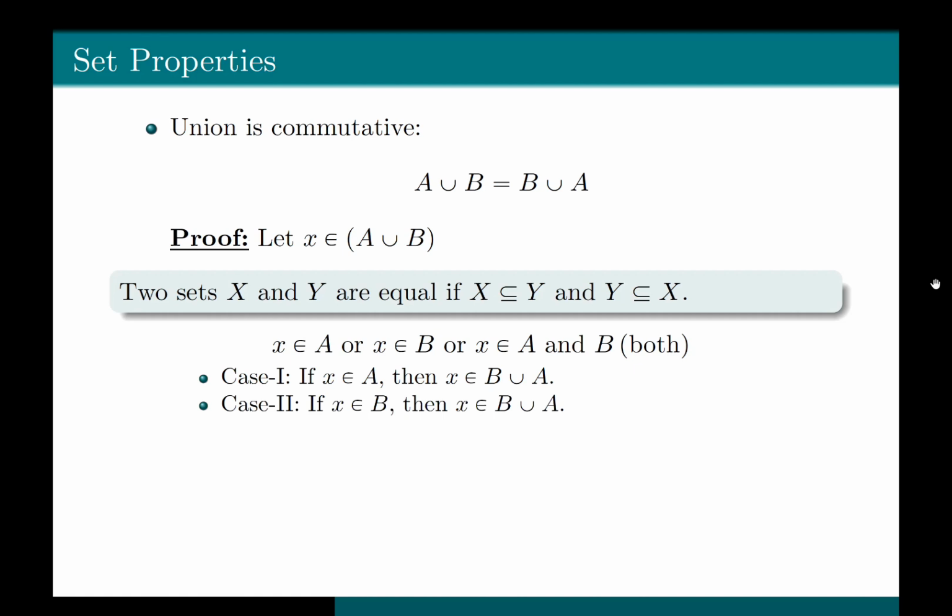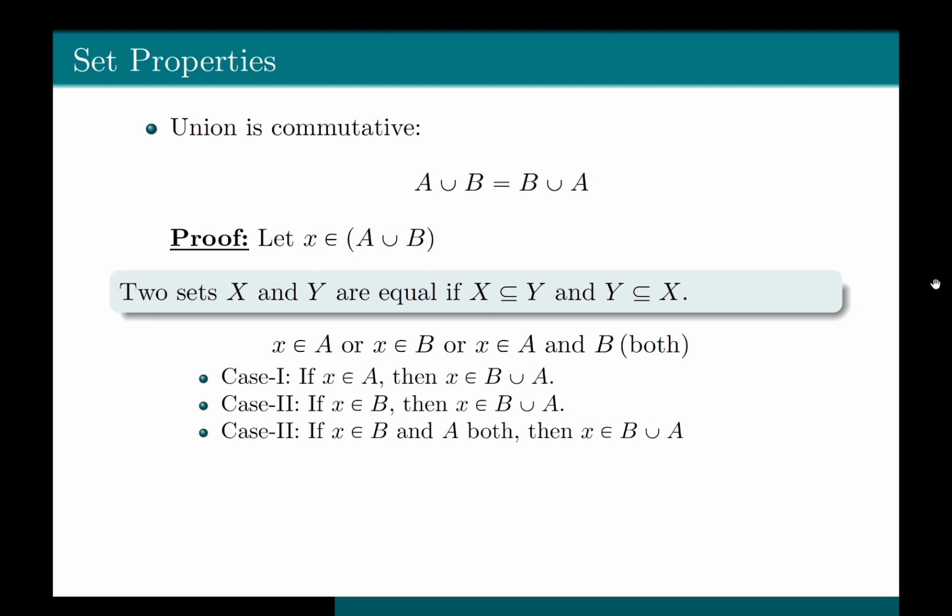Case 2. If x belongs to B, then x belongs to, again, B union A. Because union means that x either has to belong to any of these sets or both the sets. So if x belongs to B, then also we will have that x belongs to B union A. And if x belongs to both A and B, then x again belongs to B union A, because now it is in both the sets. So it will definitely be in B union A.